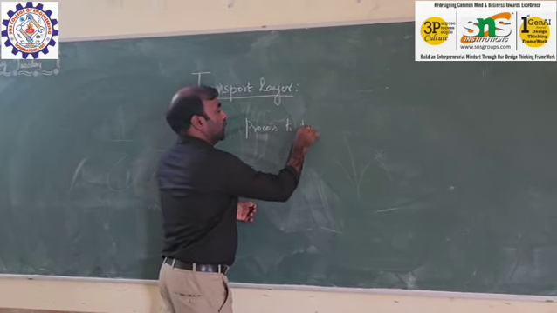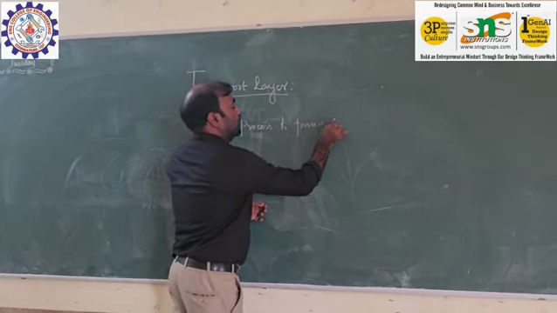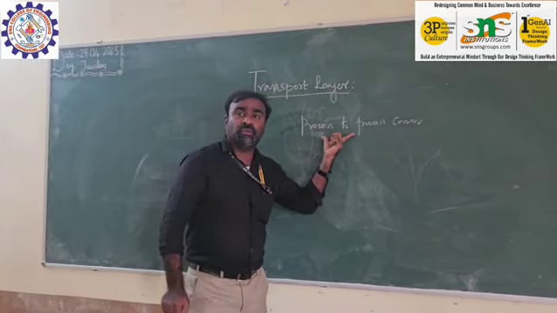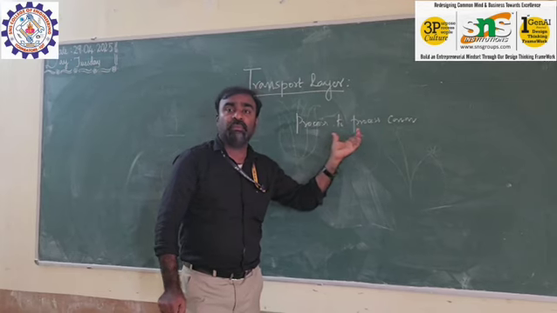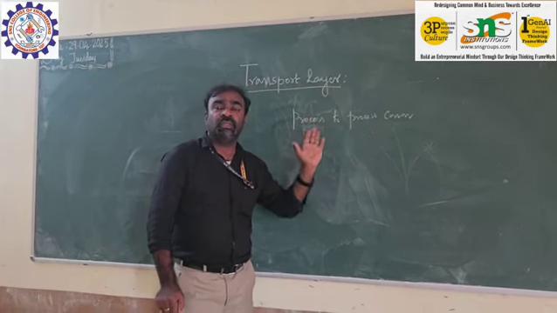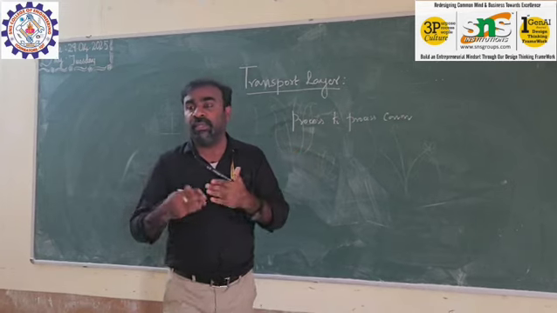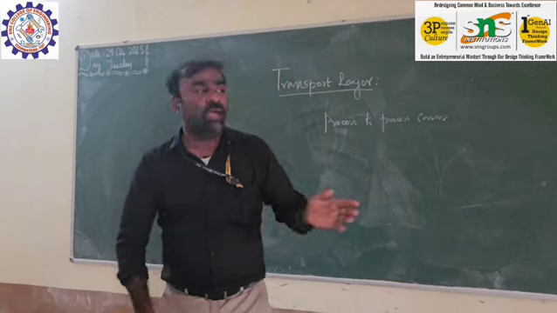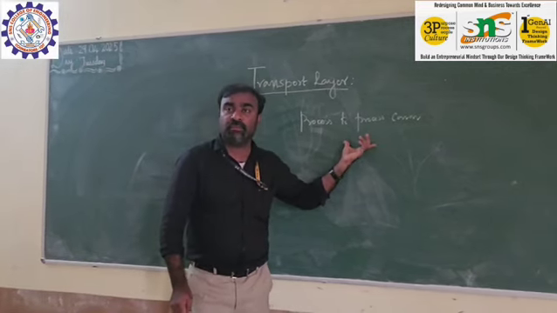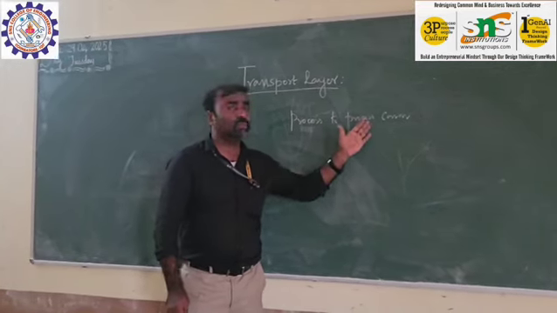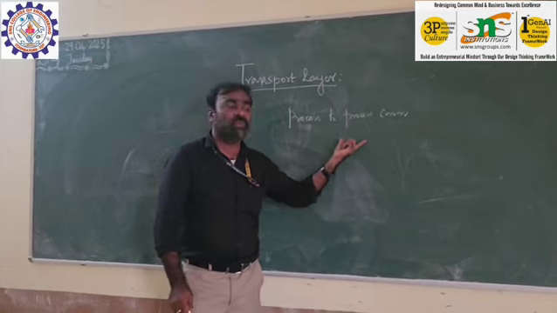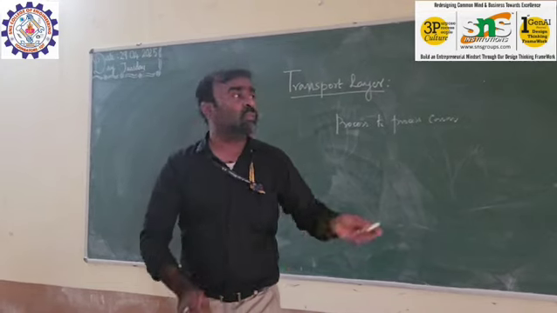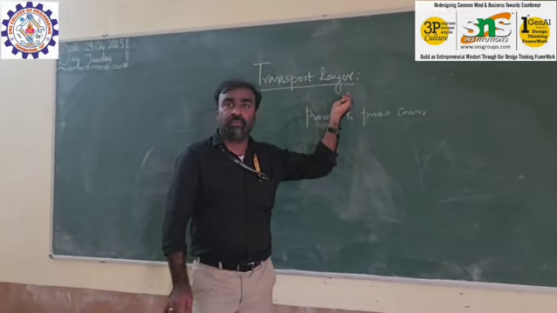Process to process communication means between the source and the destination, where you have to send the data. You send the data from source to destination along with the different networks. So data is passed through the different networks. That's why it is called process to process communication. This is called the transport layer.